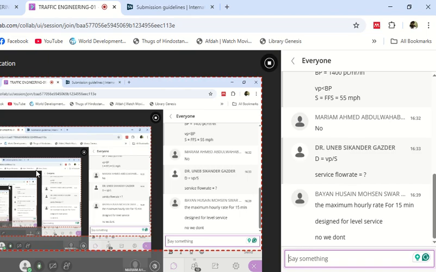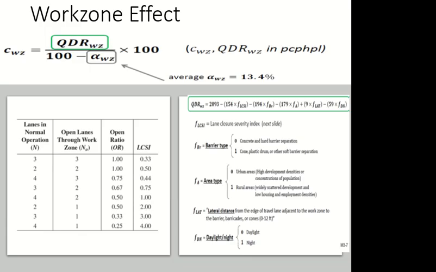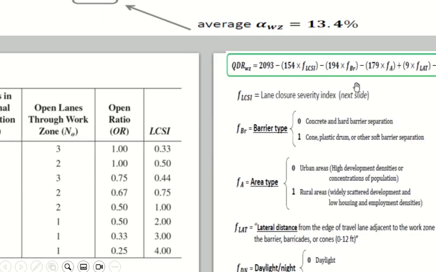Okay, no problem. But you can see the factors, right? I'm not going to feed you the answer because I didn't get anything here. But anyways, you can see the factors are there. So the first factor comes from this table. The second factor is for barrier type.